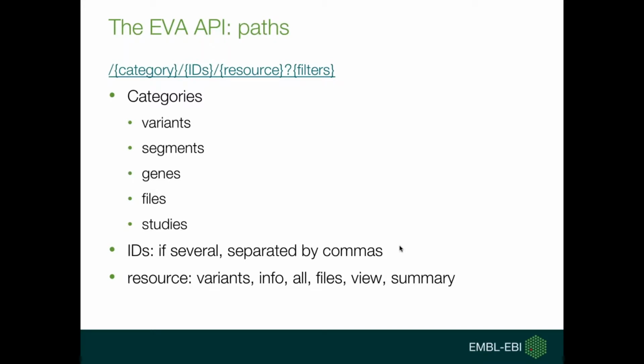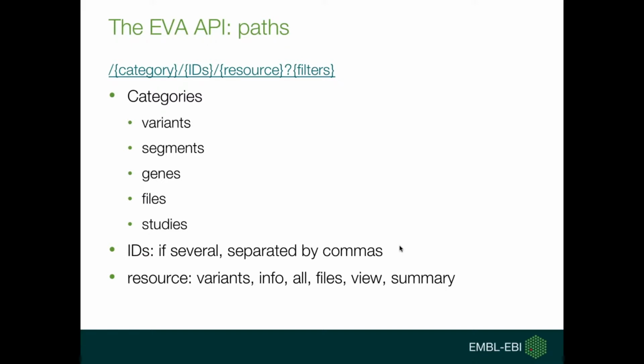Well, we have 5 main categories: variants, segments, genes, files, and studies. We will see those categories now. Files and studies are mainly used for metadata of the studies and files that we archive in EVA.